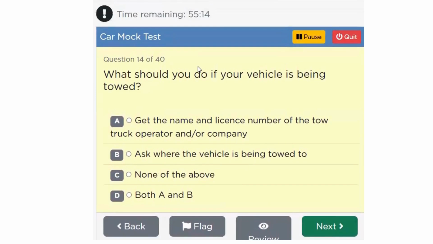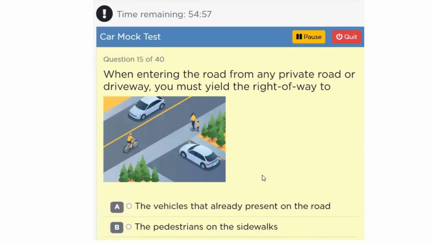I made a mistake. What should you do if your vehicle is being towed? Get the name and license number of the tow truck operator and or the company. Ask with... and... When entering the road from any private road or driveway, you must yield the right of way to. I think both A and B.